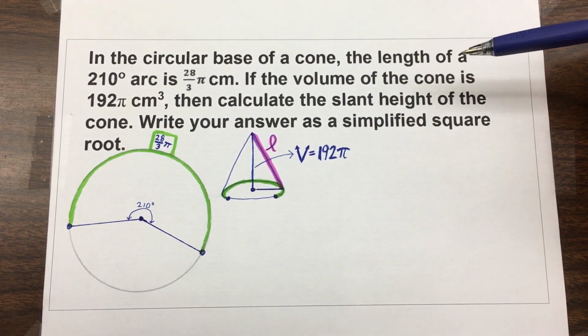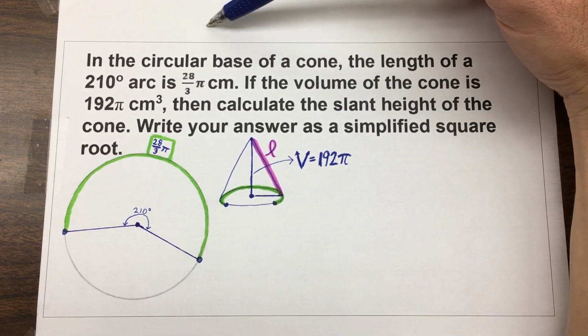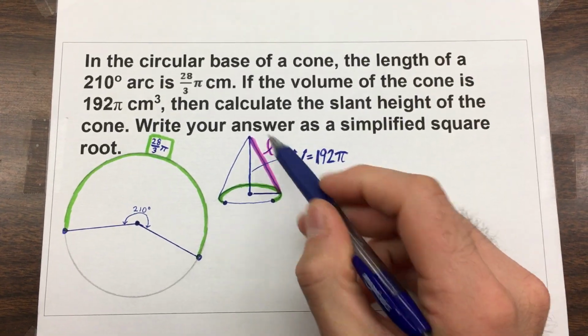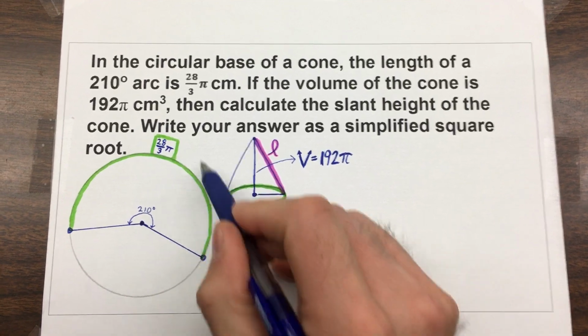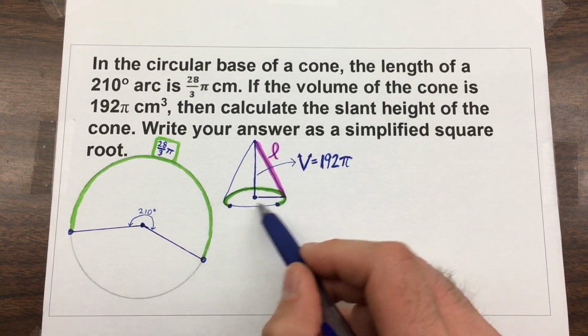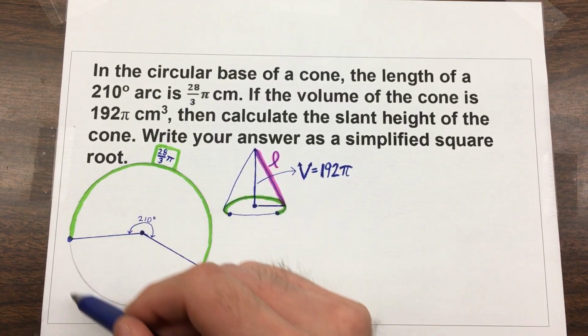All right, we're going to look at one more review problem. So in the circular base of a cone, so in this picture of this cone I have here, here's the circular base of the cone. So we're just meaning like this circle, for instance. So take this circle and think about it just being that bottom piece.